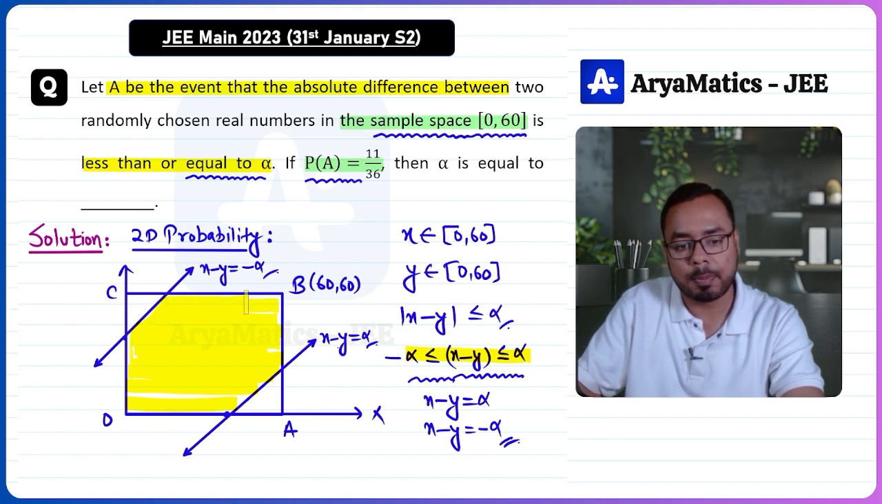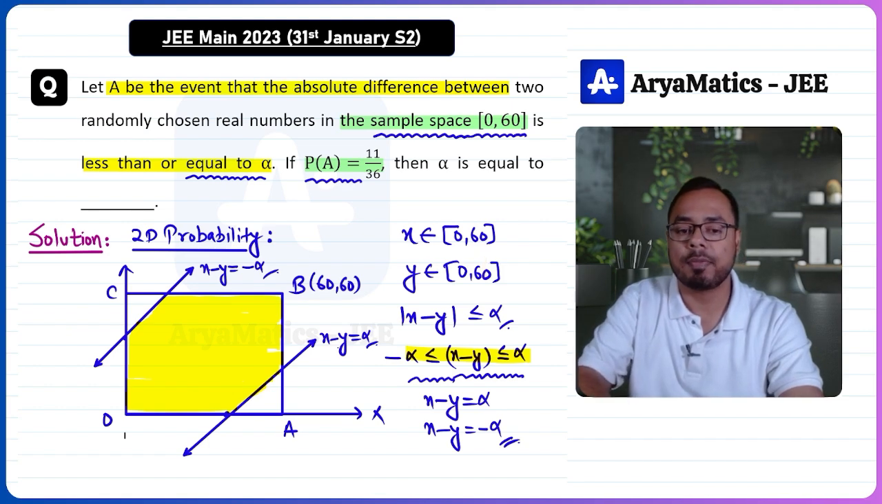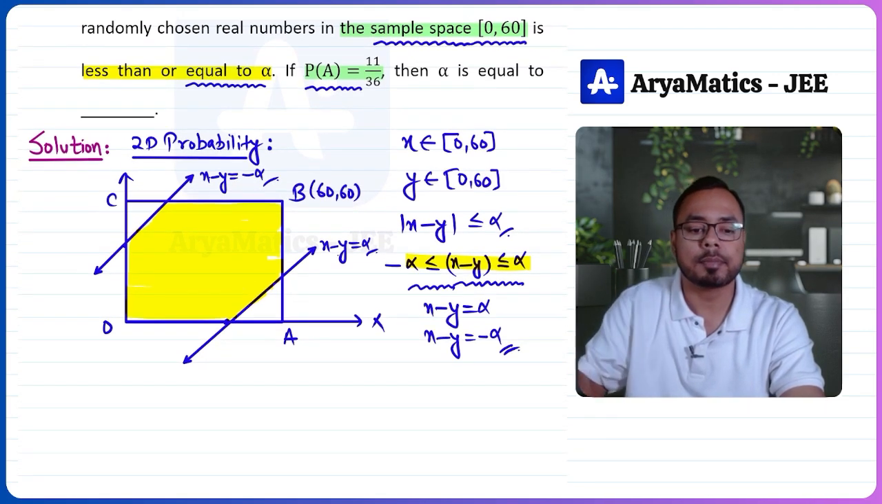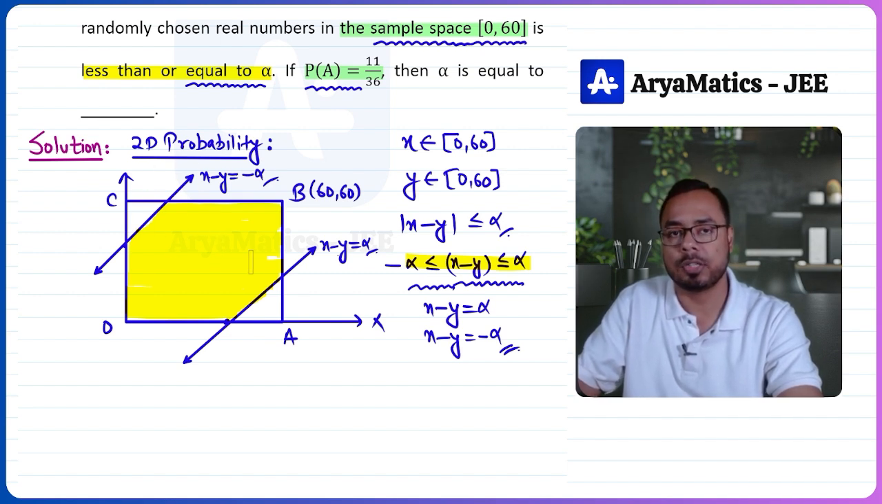The sample space will be the square here, right? Take any point inside the square, and for that point, x and y will be between 0 and 60. And the favorable region will be the area shaded in green, yellow color, right? The area between these two lines.